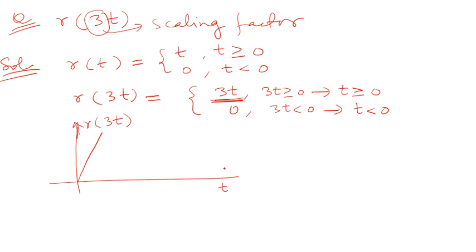That will simply mean that at t equals 1, let's suppose this point is 1, then the corresponding point on the y-axis should be equal to 3. That is the meaning of the increased slope, and all the subsequent points will be above this point. So this is r(3t).